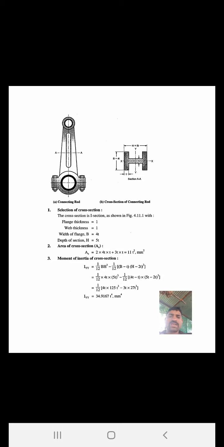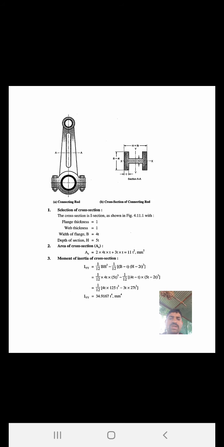Second, how to calculate the area of the cross section A? We take the cross section: 2 into 40, this B, into T, the thickness of the flange, plus 3T into T. You will get 11T square as the area of cross section A.